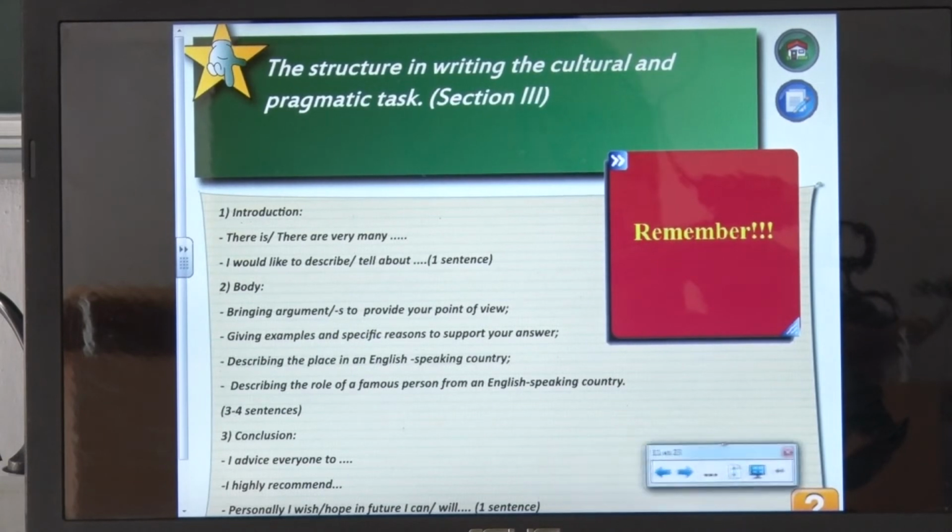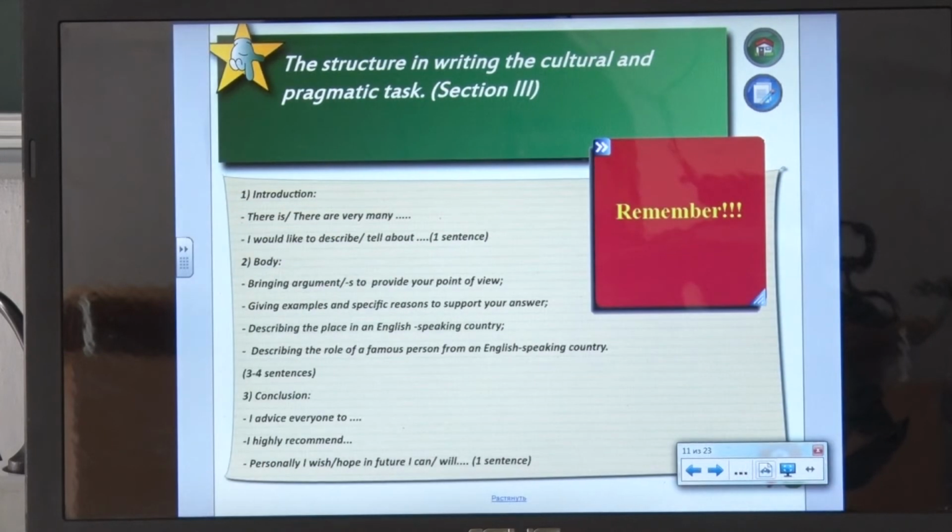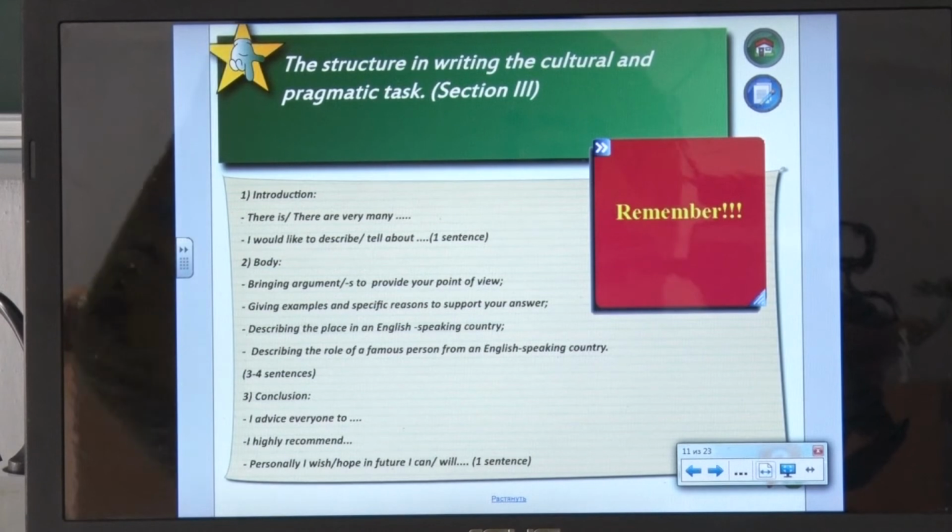Here, I'd like to share with you the main hint. You can use it as a general structure while writing any type of civilization topic. The section 3. You can use the introduction. In the introduction, you can use these simple sentences, these simple phrases.